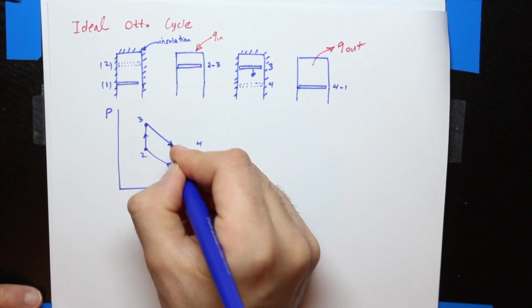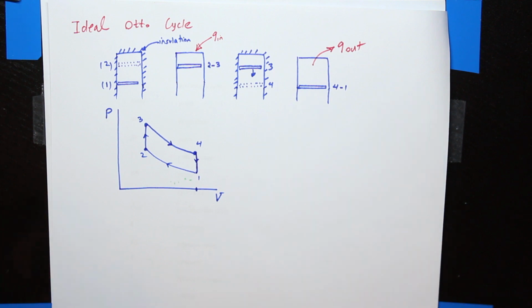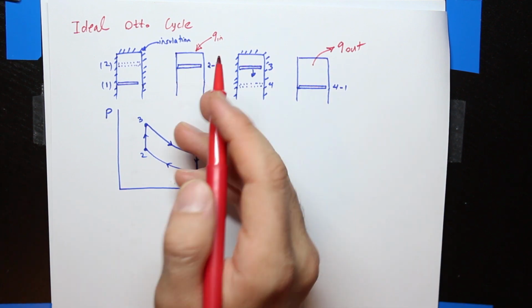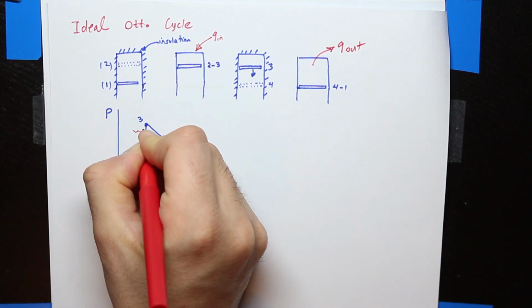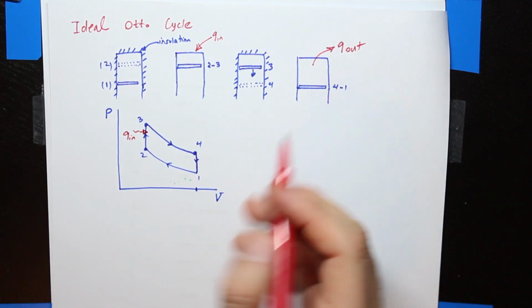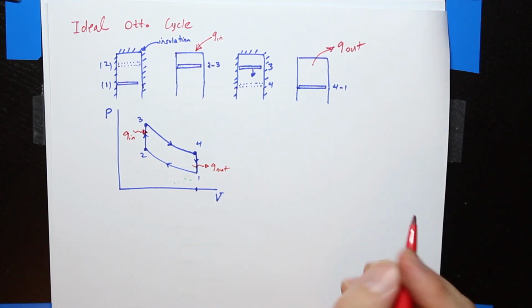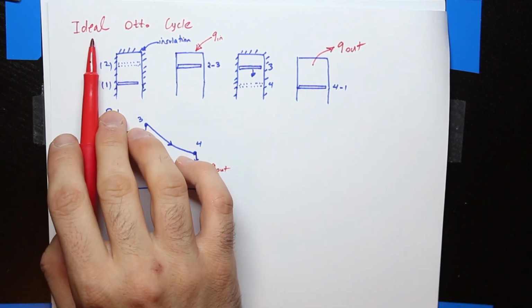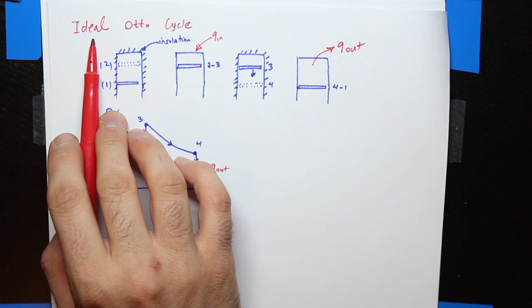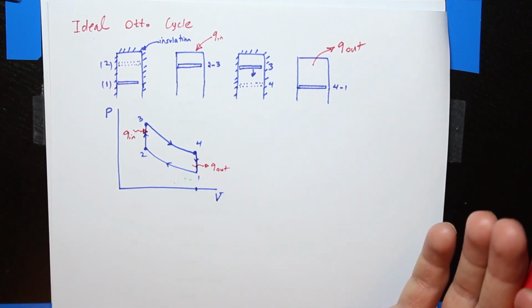So let's say this is 3 to 4 and this is 4 to 1. Now, I can show heat addition from 2 to 3. So let's say this is my Q in. I can show the heat rejection from 4 to 1. This is Q out. Now, because the discussion is about the ideal Otto cycle, then basically there is no friction or there is no irreversibility.